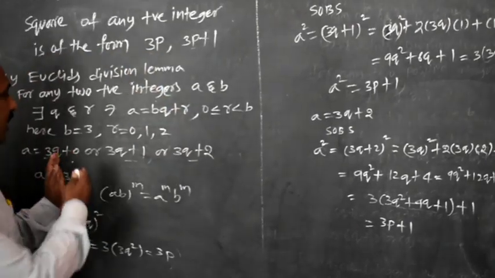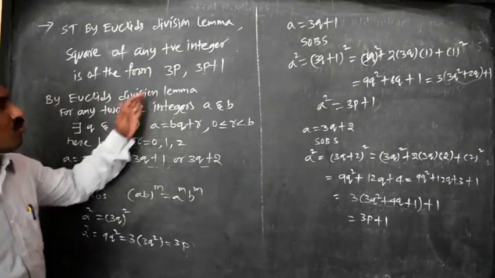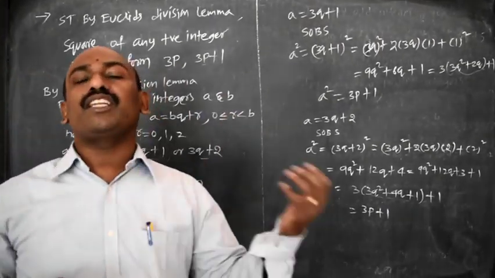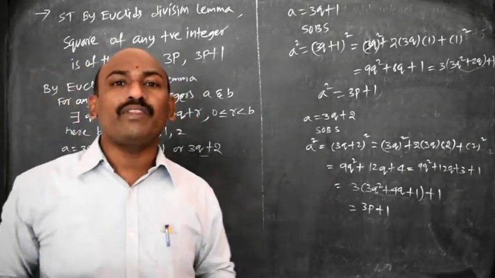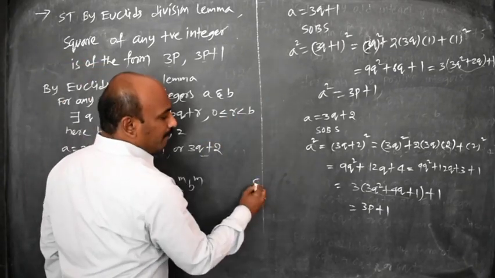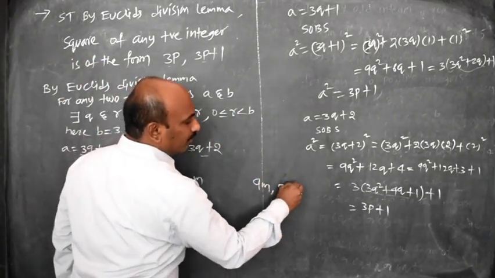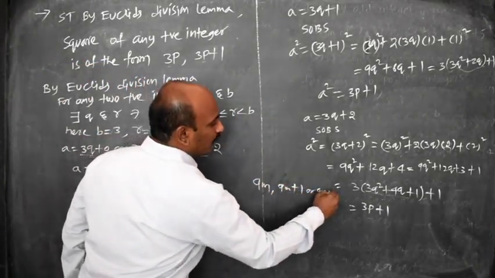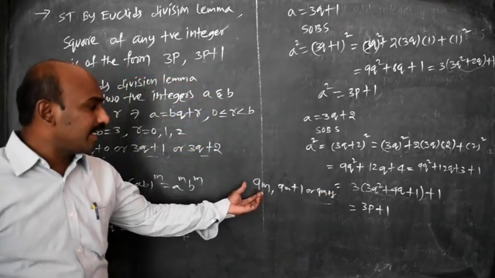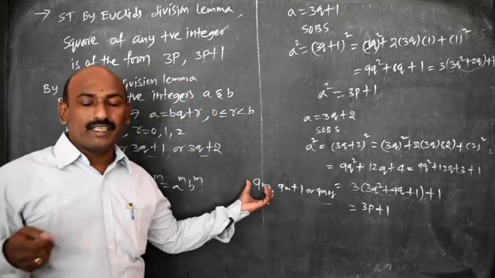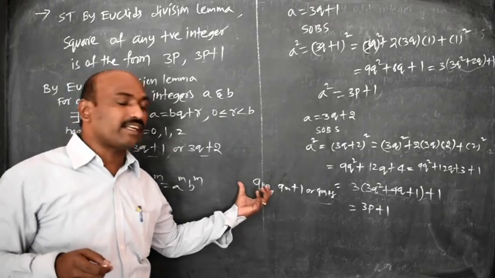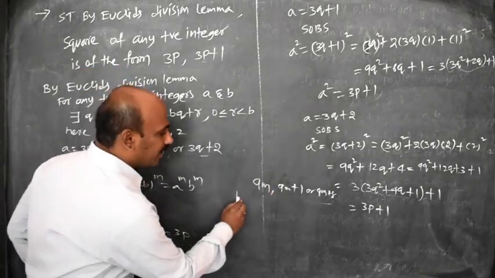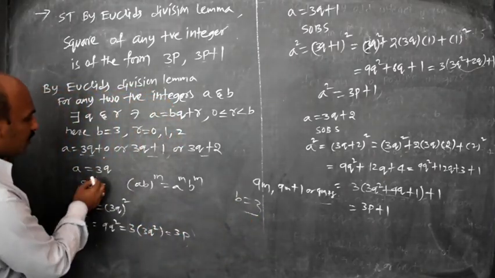Now we got 3 numbers. These 3 numbers if you square, those are in the form of 3p, 3p plus 1. Therefore in the same way, if you take the cube of an integer, it is in the form of 9m, 9m plus 1, 9m plus 8. But here if you take 9, you will get remainders 0 to 8. That's why instead of 9, 3 is a factor of 9, we will take b value as 3.